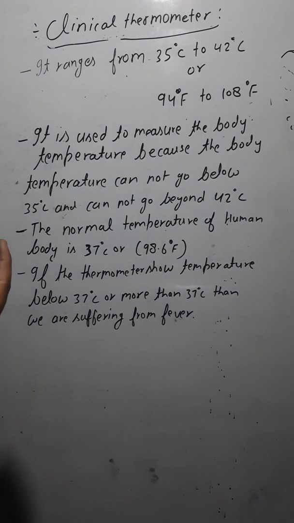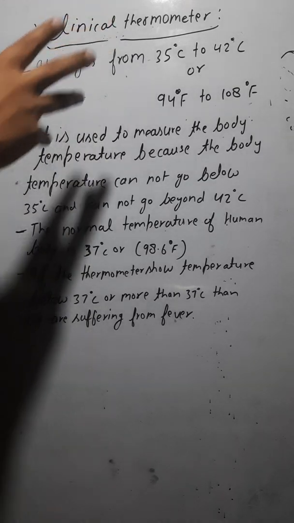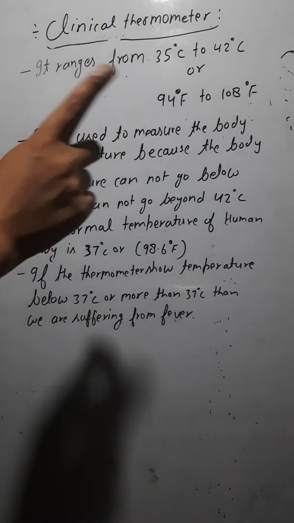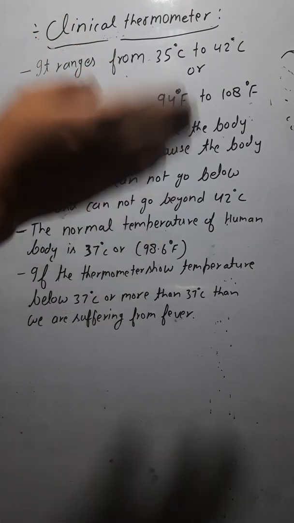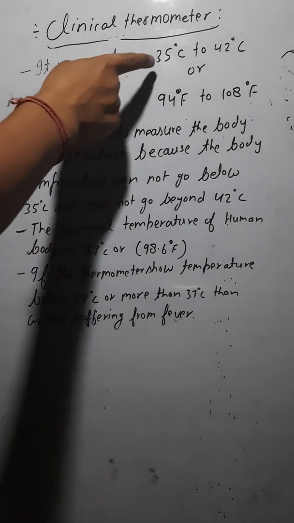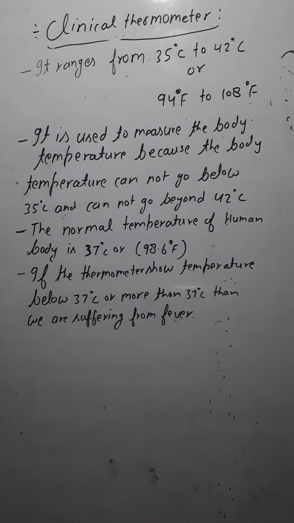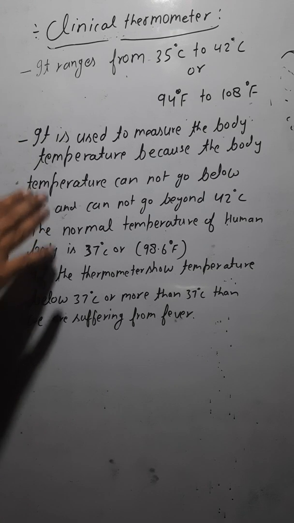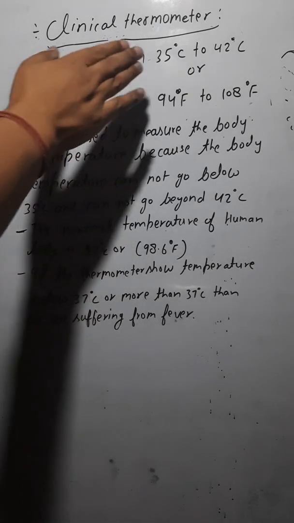If you want to measure a temperature of 34 degrees Celsius, the clinical thermometer would not measure it, and again it would not measure a temperature of 44-45 degrees Celsius. It would only measure temperatures between 35 degrees Celsius and 42 degrees Celsius. Getting it? Very good.